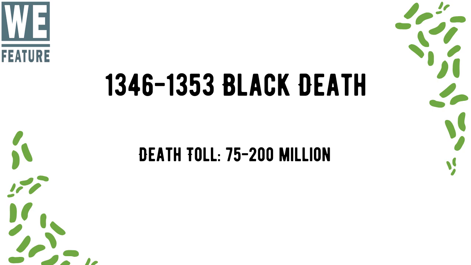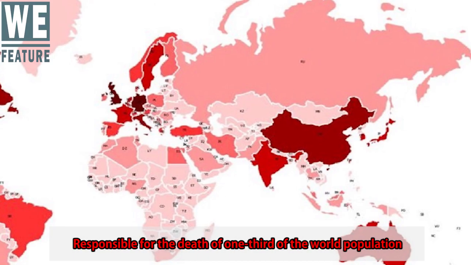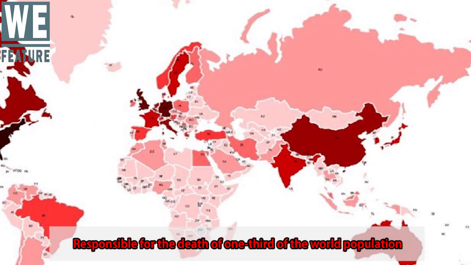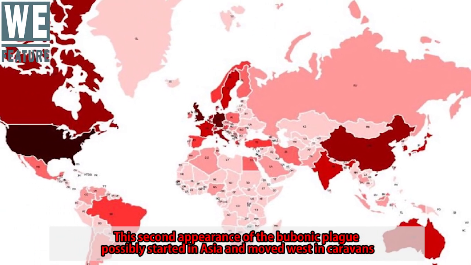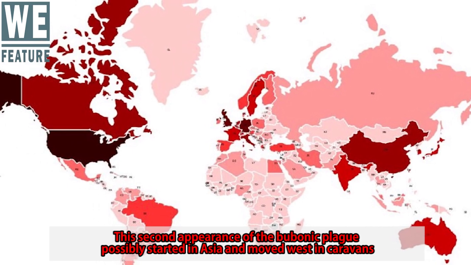1346 to 1353, Black Death. Death toll, 75 to 200 million. Responsible for the death of one-third of the world population, the second appearance of the bubonic plague possibly started in Asia and moved west in caravans.